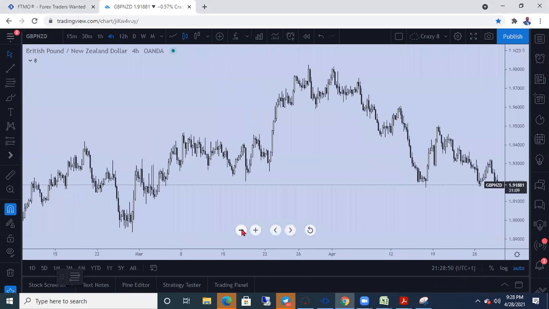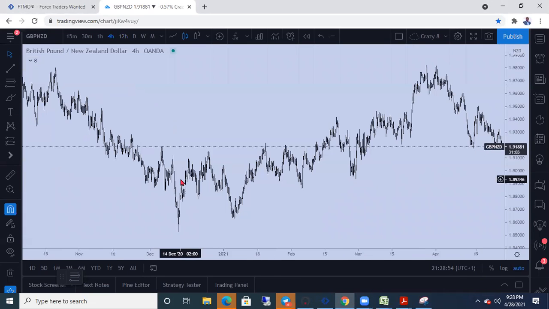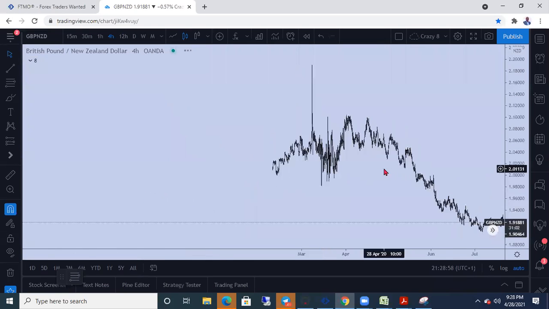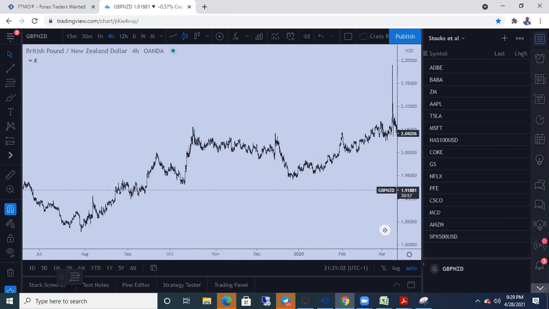I think I saw one just now. Squeeze it in a little. And then we find how to analyze that and take a trade off of it. Quickly check another pair.